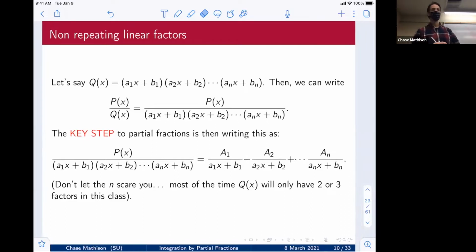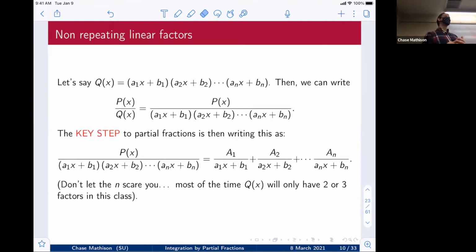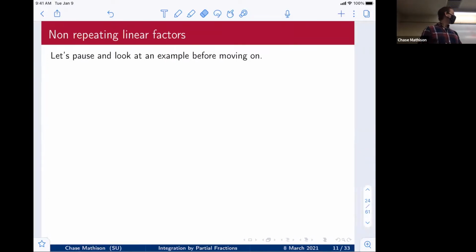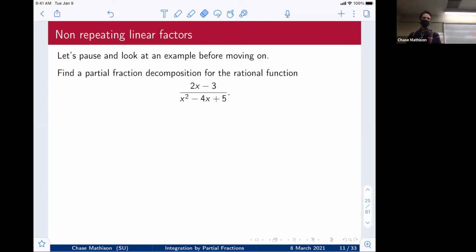So how do we get the capital A's? Oh, it's such a good question. It's like I planted you in the audience. Let's look at an example to figure out how we get A1s and A2s and A3s. Let's find a partial fraction decomposition for this rational function.